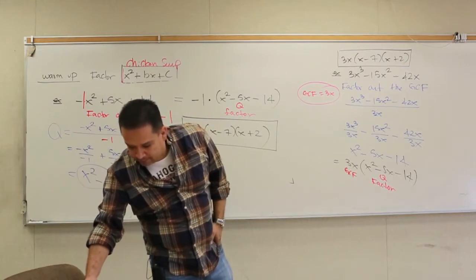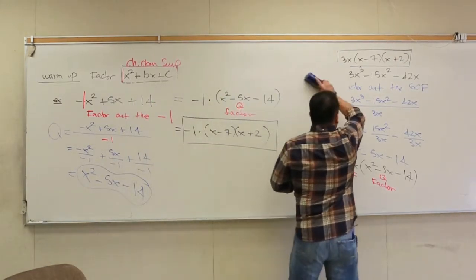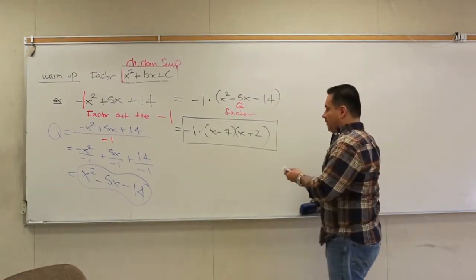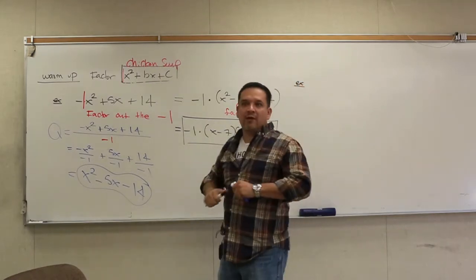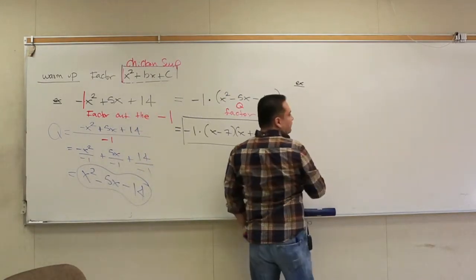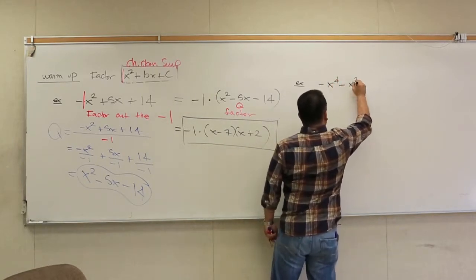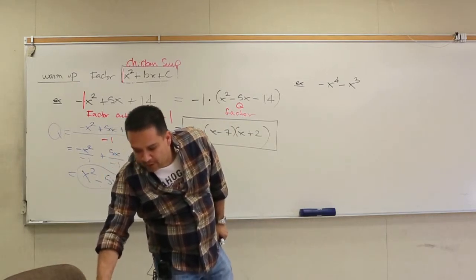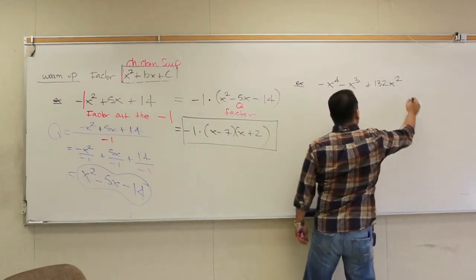Should we do one more? You guys ready to do one more? Here we go. Last one for the day. And then you guys are really good for your homework in that worksheet. And wow, you guys on your way for factoring. Here we go. Minus x to the fourth. Plus 132 x squared. I took this from your book.